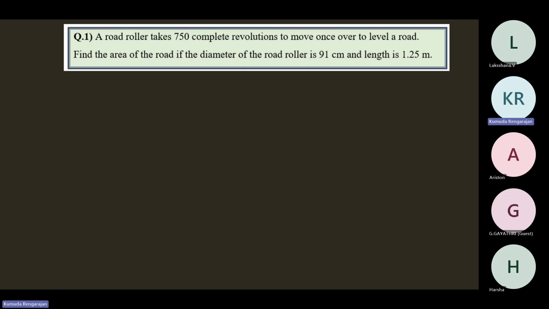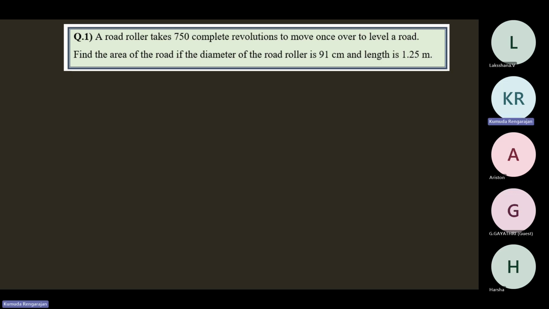We have seen that the tar being poured on the road, and then the road roller rolls over it to level the tar, that thing which is poured on the surface. So find the area of the road if the diameter of the road roller is 91 centimeters and the length is 1.25 meters.